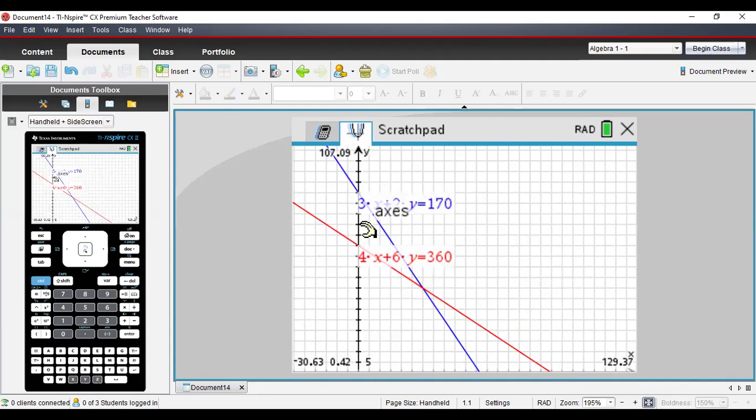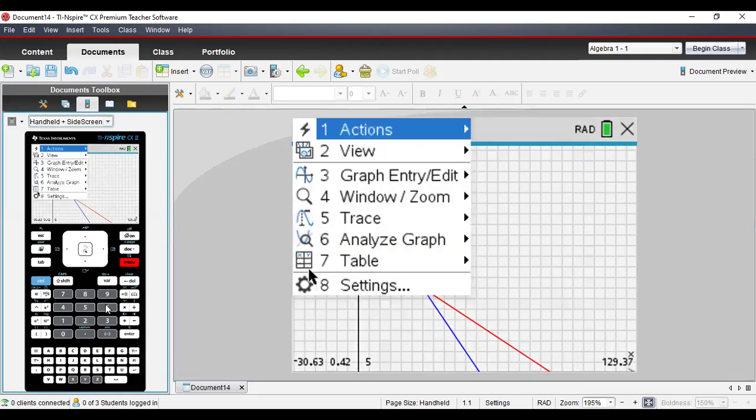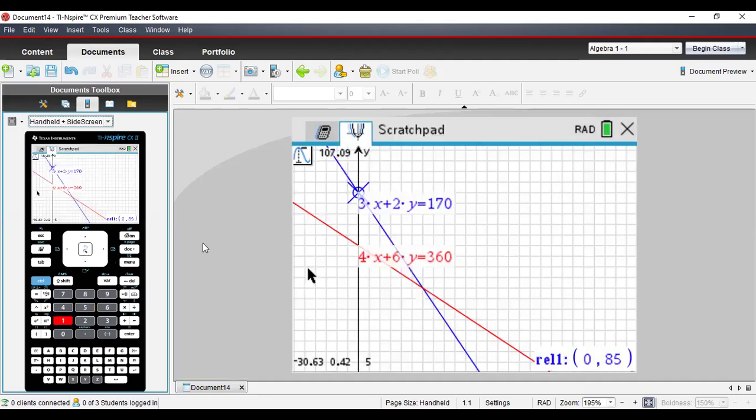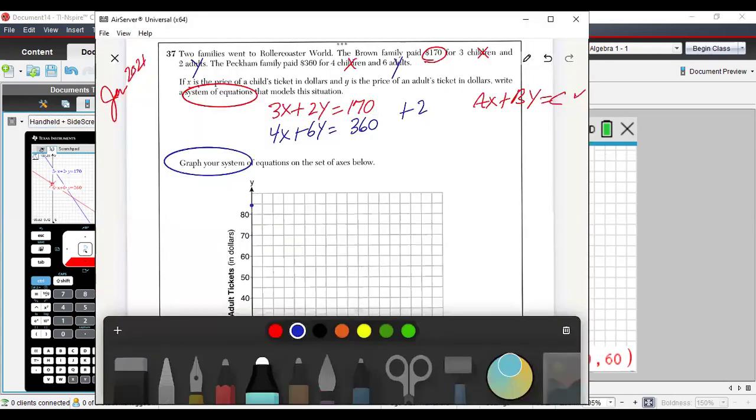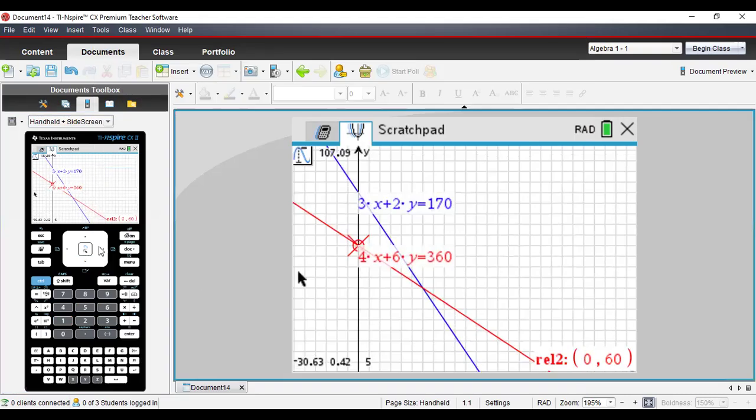So I already found the first one. The y-intercept was 85. I'm going to find the y-intercept for the second one, so I'm going to do menu 51. It takes me to the original one, which we already have. But if I arrow down, it gives me the other one. It says this one is 0, 60. So I'm going to go to my graph paper and put a point there. Boom, done. Now all I'm going to do is find the intersection.